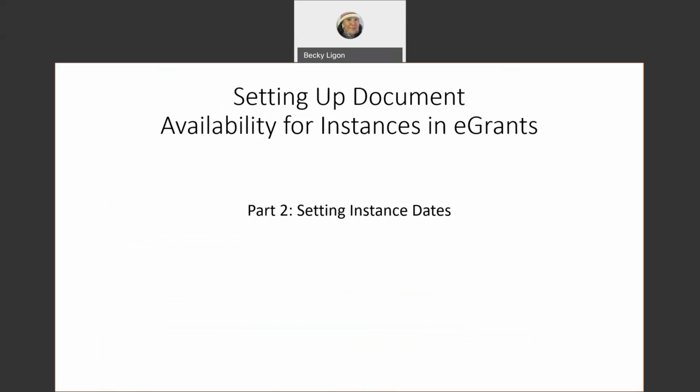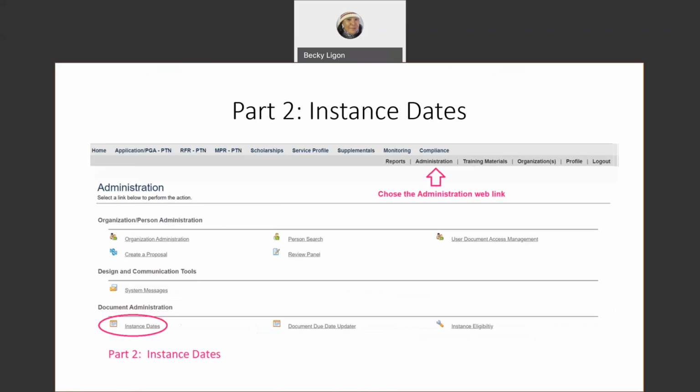Now, part 2, setting instance dates. We're going to go over the process. Go back to your eGrants homepage and click on the administration web link. This will bring up the administration web page. On the bottom left, click on Instance Dates.